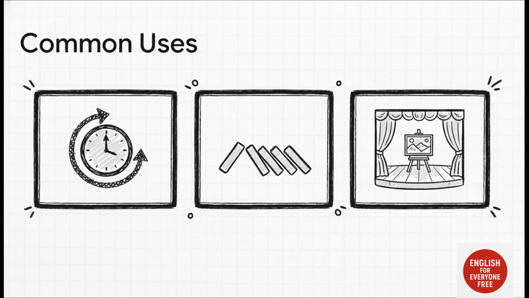So when do you pull this tool out of your toolbox? Well, there are 3 main jobs it's absolutely perfect for. First, if you want to show how long an action was going on. Second, to explain the cause of something. And third, to set the scene by describing what was happening in the background of a story.